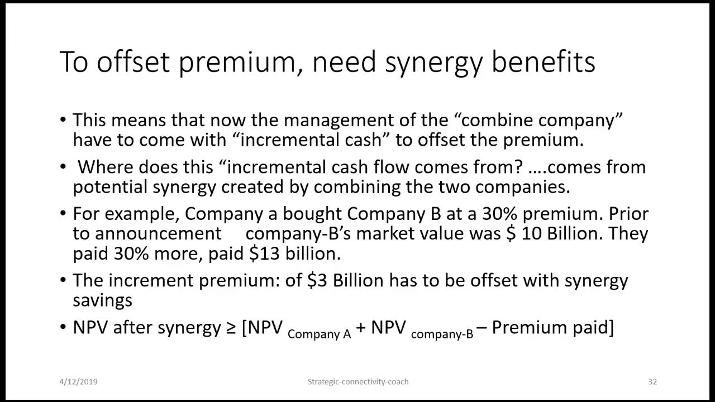What does that mean? This means that now the management of the combined company has to come up with incremental cash to offset the premium. Now, where does this incremental cash come from? It comes from potential synergy created by combining the two companies. For example, if company A bought company B at a 30% premium, what does that mean? Prior to the announcement, let's say the company's market value was $10 billion, but they paid 30% more. They paid $13 billion. So the premium they paid is $3 billion.